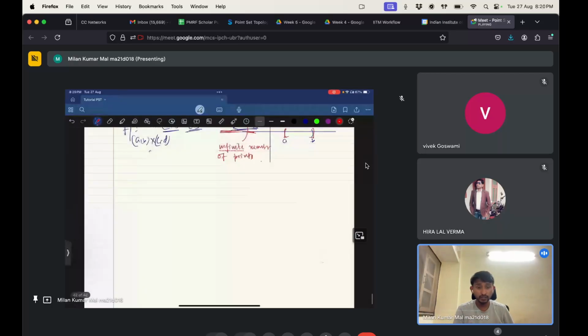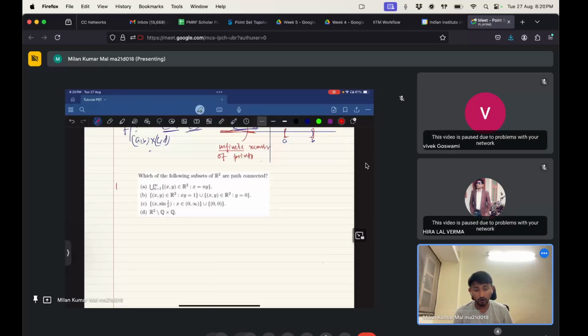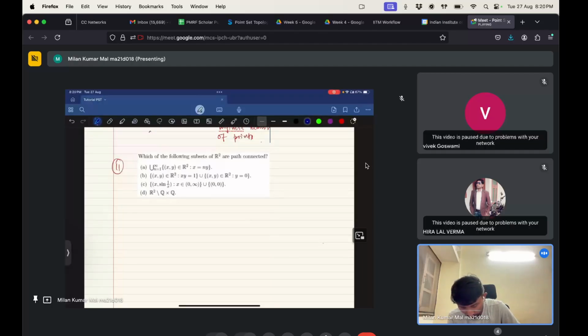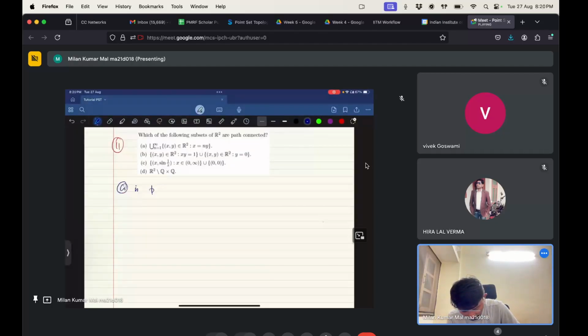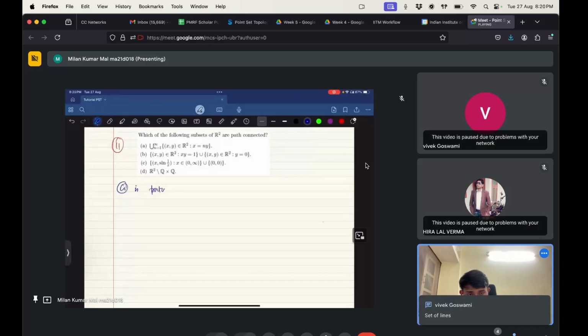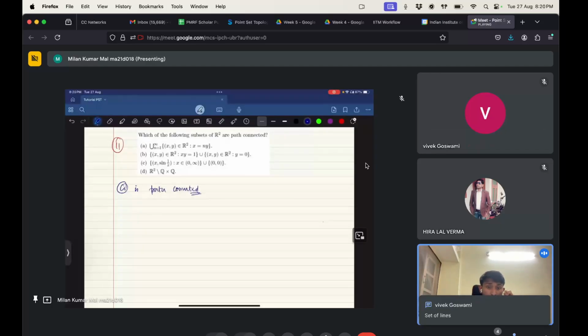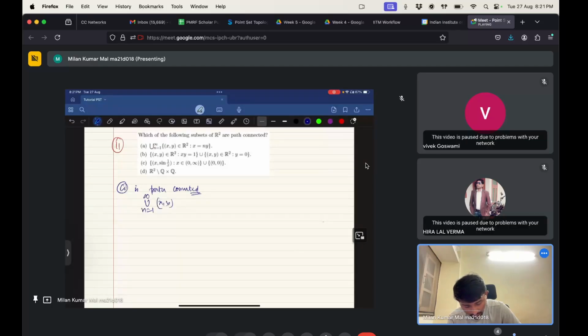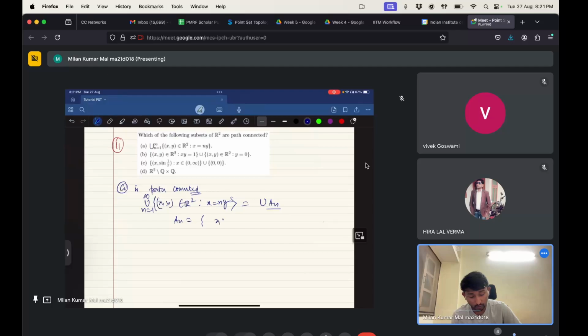Question number 11 says: which of the following subsets of R square are path connected? First of all, A is path connected. Why is it path connected? It is a set of lines, but there is a common point, that common point is (0, 0). That's the reason. The union over n equals 1 to infinity of {(x, y) in R square such that x is equal to ny}, n an integer. This is equal to the union of A_n, where A_n is all points (x, ny). All go through the origin.